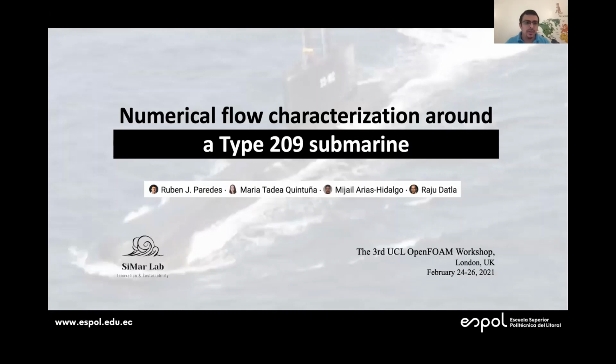Today I'm gonna present our results about the analysis that we performed last year, almost last year, and that we learned a lot, how to use OpenFOAM, how to generate the CAD geometry, how to perform the verification and validation analysis.